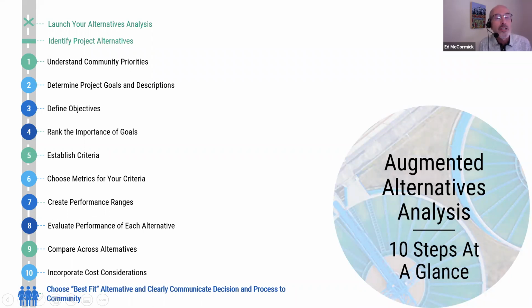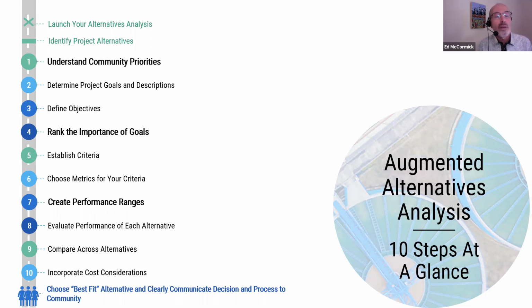Next slide is going to show 3 of the 10 steps where the augmented alternatives analysis goes beyond the traditional analysis that we typically use. I spent many years managing the engineering at the East Bay Municipal Utility District, affectionately known as East Bay MUD. And the 3 distinctions from traditional: 1, understanding those community priorities up front.